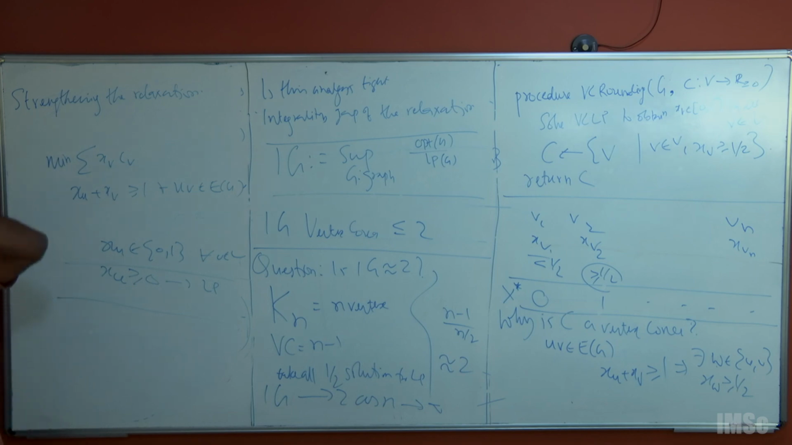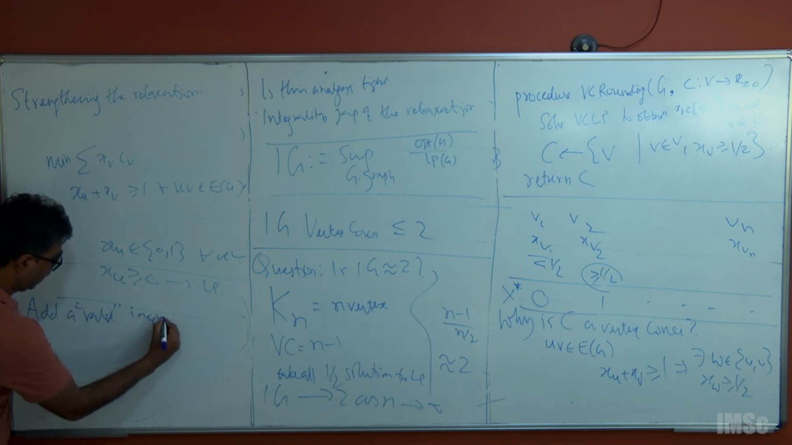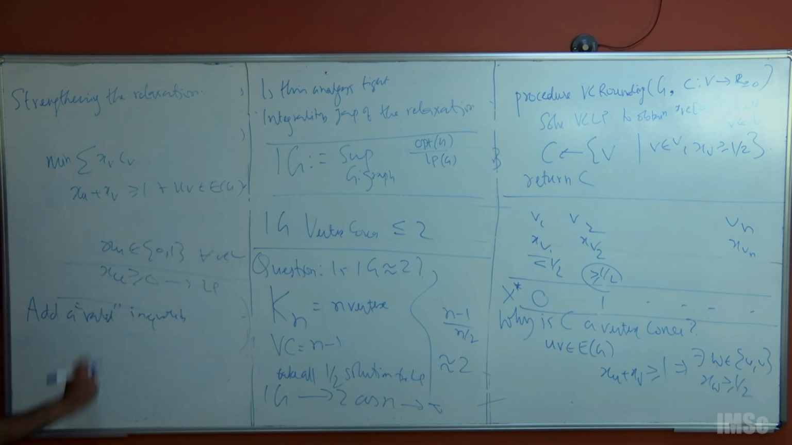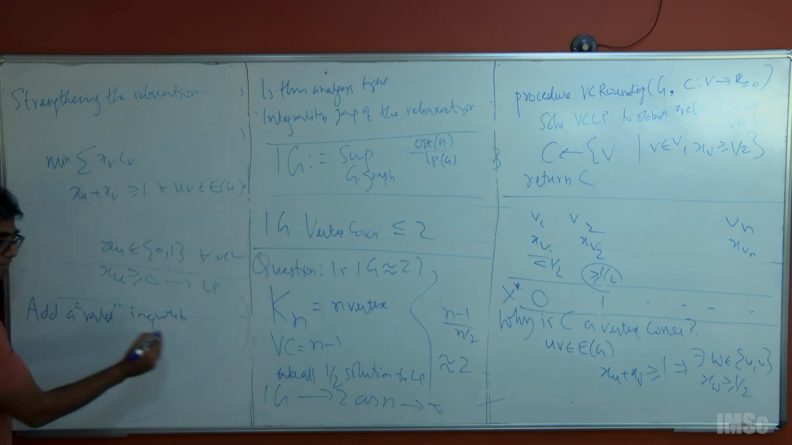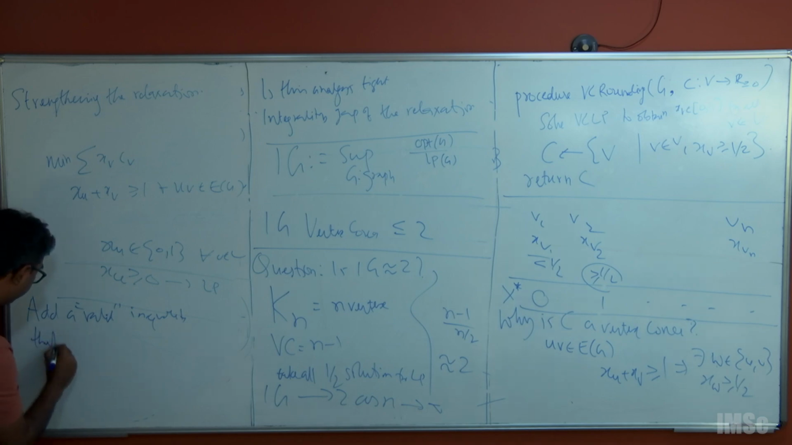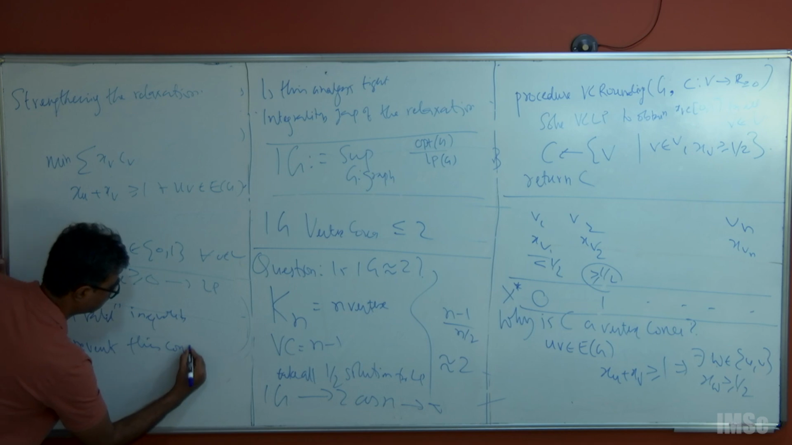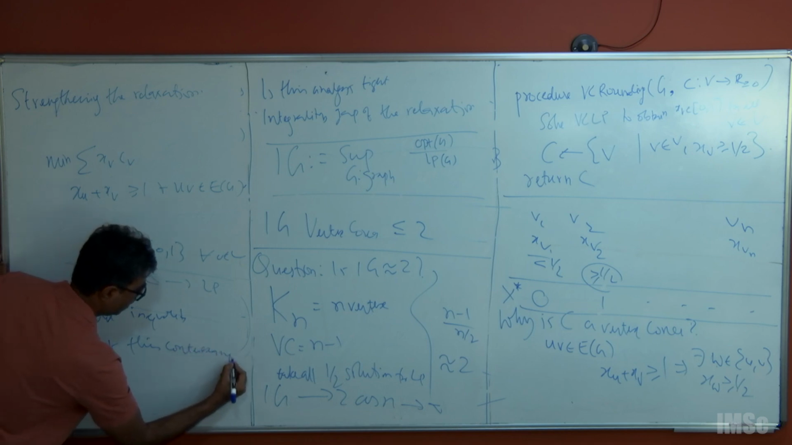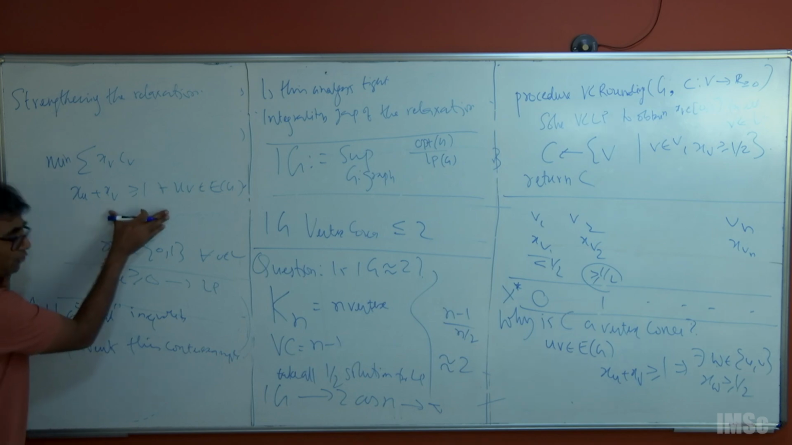So, basically what I would like to do is add a valid inequality that prevents these kinds of solutions, that prevents these kinds of examples. Add a valid inequality that prevents this counterexample, and maybe we will succeed in doing better. So, can you think of an inequality?